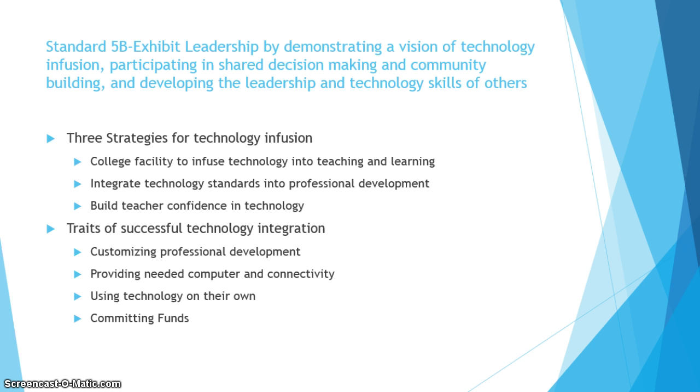Provide needed computer connectivity. Going one-to-one is great, but if the internet in your school can't handle it, you're no longer one-to-one. It's not going to work. Teachers have got to use technology on their own. There are some teachers I know that as summer starts, they don't even want to use their email. That's the wrong way to look at it. And then schools have got to put their money where their mouths are and commit funds to it. We have to be willing to put money into this to help teachers and students with technology.